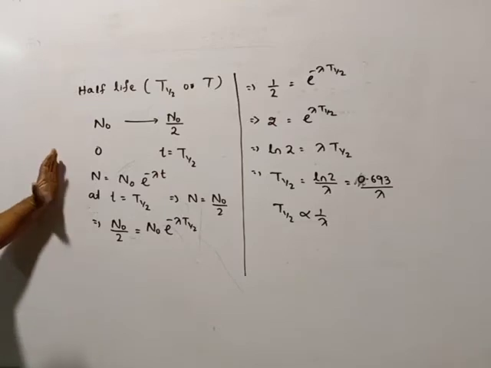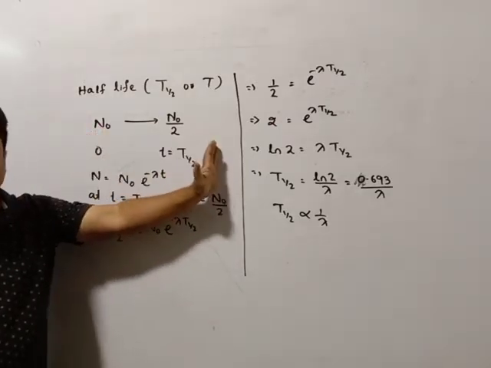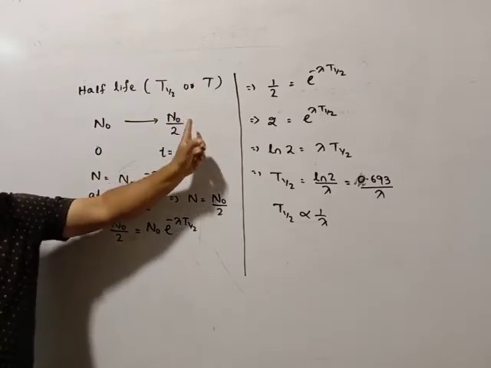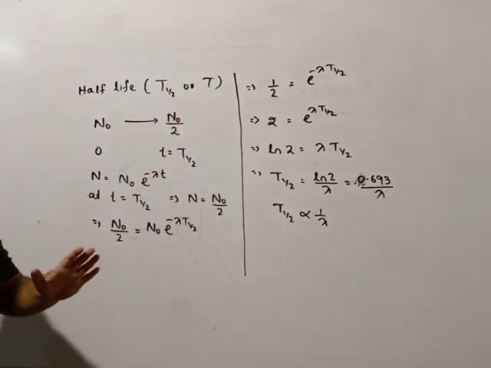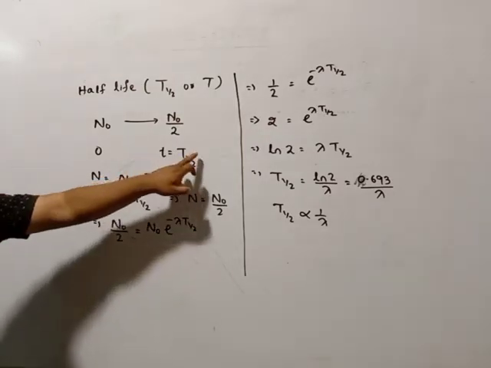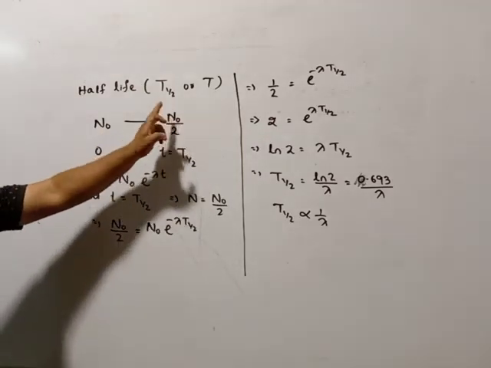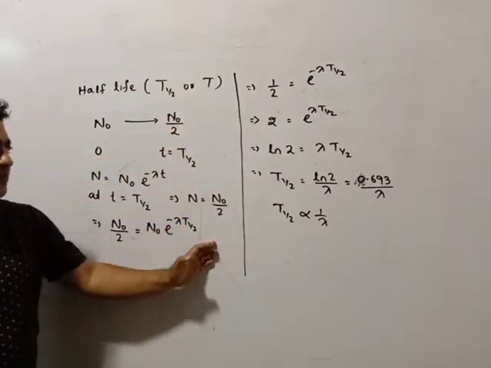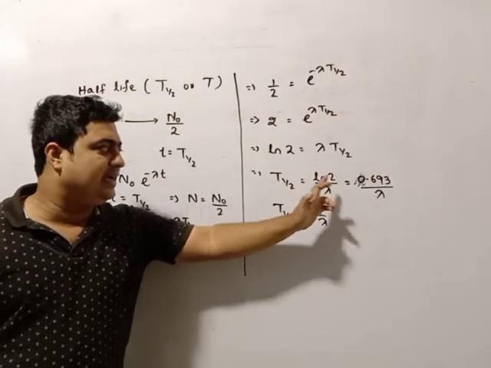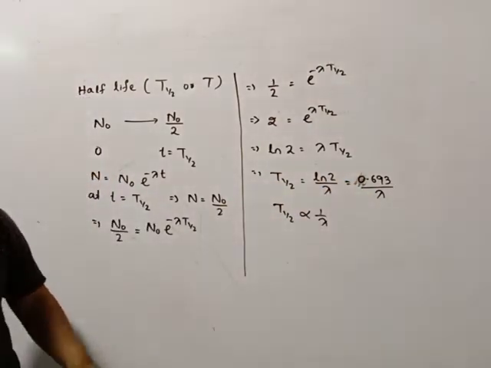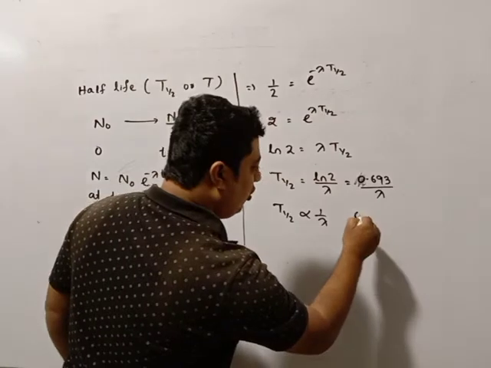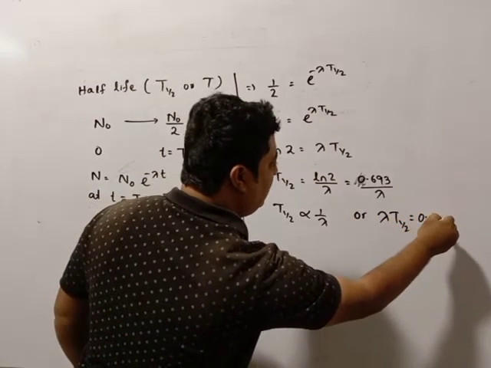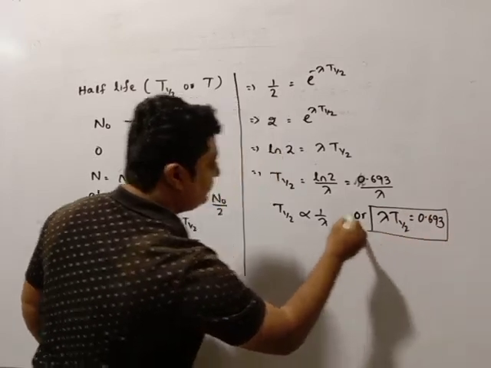So, what is half-life? The time after which the number of radioactive nuclei reduces to half of its initial value. So, at t equal to T half, the number of radioactive nuclei N becomes N naught by 2. By solving, we will get T half equal to 0.693 by lambda, or we can write lambda into T half equal to 0.693.